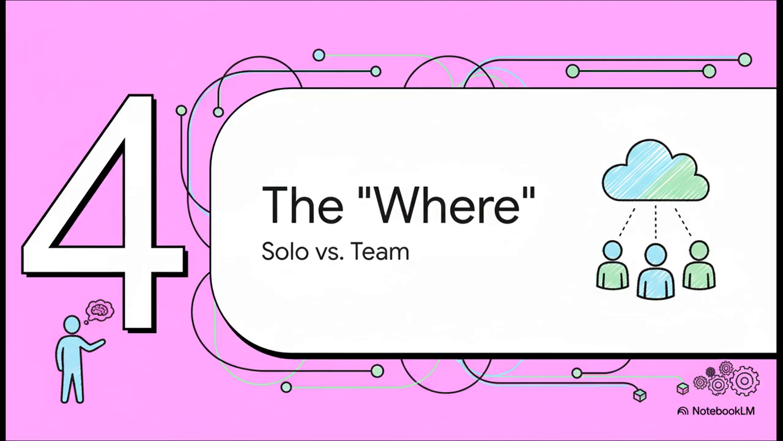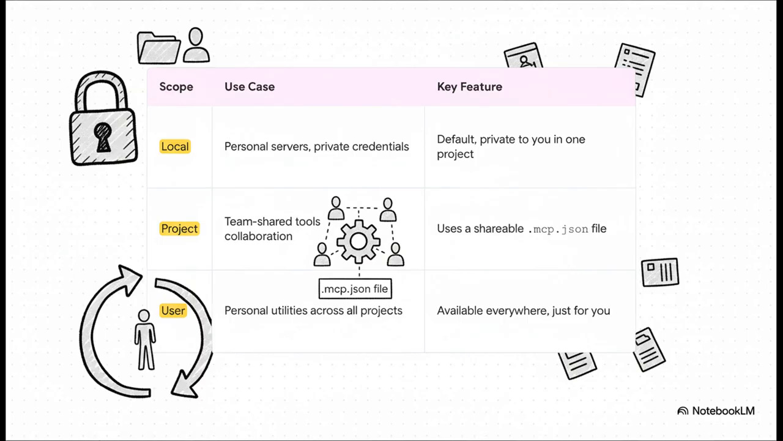So now that you've made a connection, where do you actually manage it? This brings us to a really important part, the where, because it's crucial to decide if a tool is just for you or if it's for your entire team. So MCP gives you 3 different places to save these connections, which it calls scopes. Here's a quick way to think about it. Project is for your team-wide tools that everybody on the project needs. User is for your personal toolkit that you want available in every single project you work on. And local is kind of for one-off connections or something specific just to that one repository.